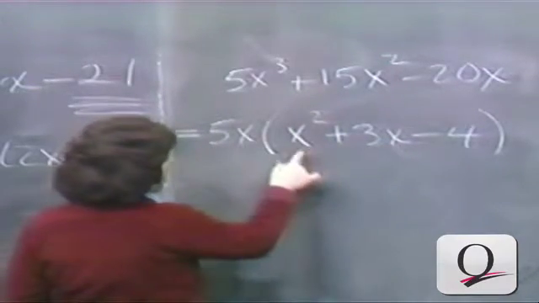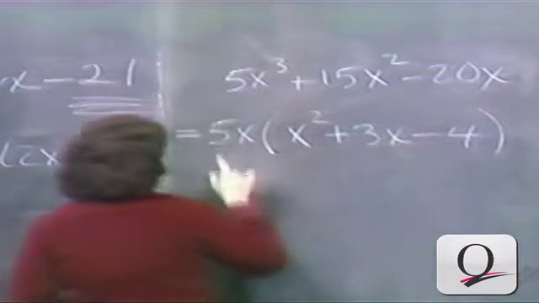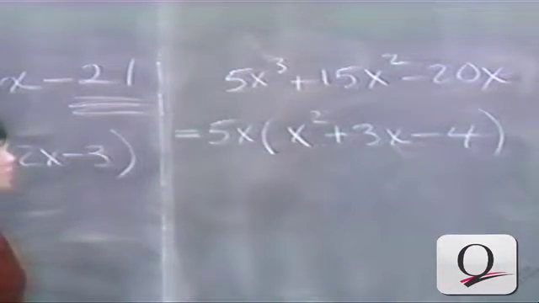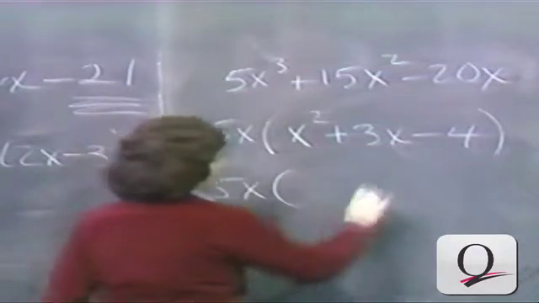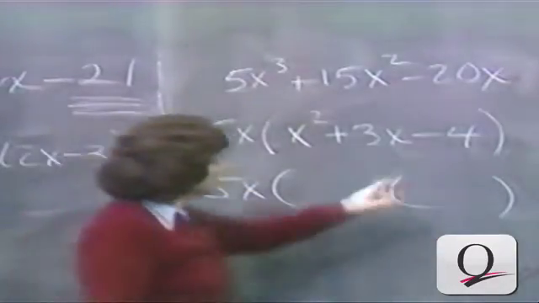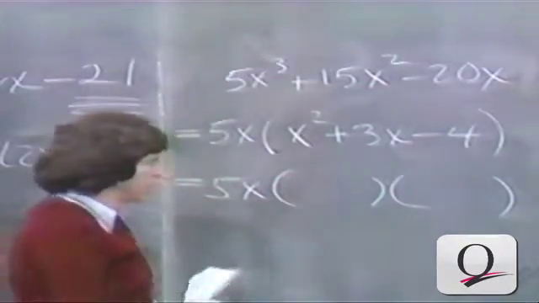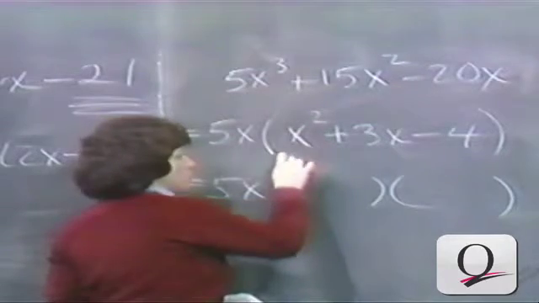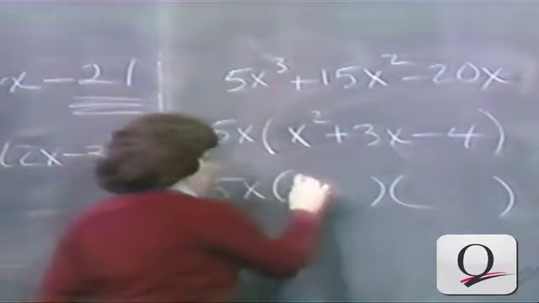That gives you 5x cubed plus 15x squared minus 20x. Okay, now we want to further factor the x squared plus 3x minus 4. We need two numbers which multiply to minus 4 and add to plus 3. This is the easy kind again because we have the 1x squared here. We don't have to consider the ways to make the x squared. It's going to be x and x.